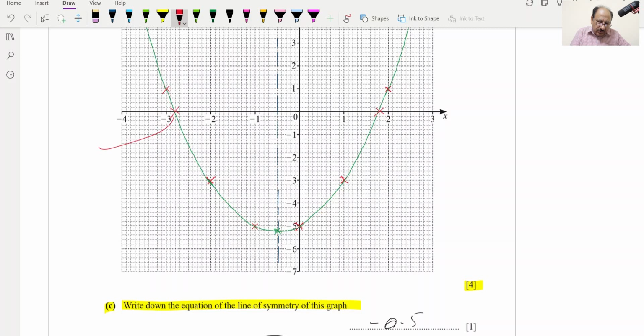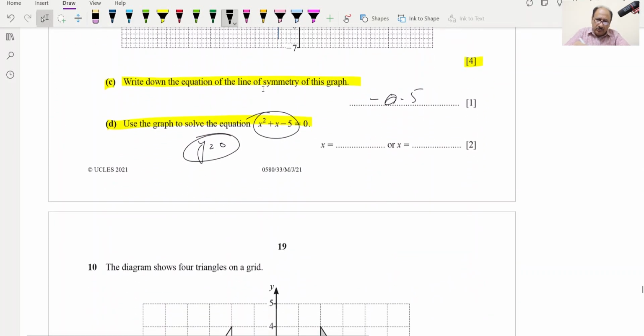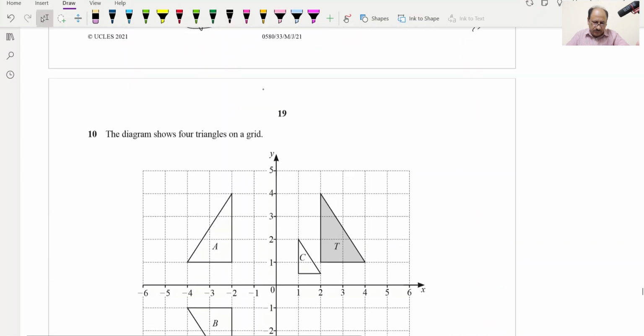And this value is basically minus 2.8, and this point x value is 1.8 will be this value. So these two values we can provide over here at the specific point, minus 2.8, and this will be 1.8. This will be 2 marks question which you've done.